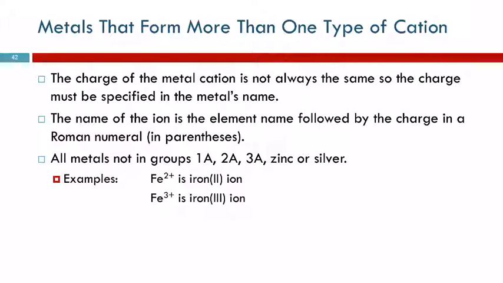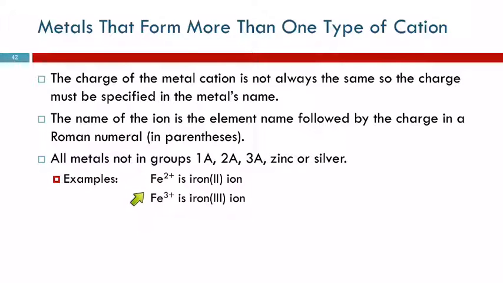If it is not in groups 1A, 2A, 3A, zinc, or silver, do you have that down yet? Groups 1A, 2A, 3A, zinc, or silver. It's kind of catchy. We should make a song, right? 1A, 2A, 3A, zinc, or silver. Then you need a Roman numeral. So the example here is iron. Is iron in group 1A, 2A, 3A, zinc, or silver?